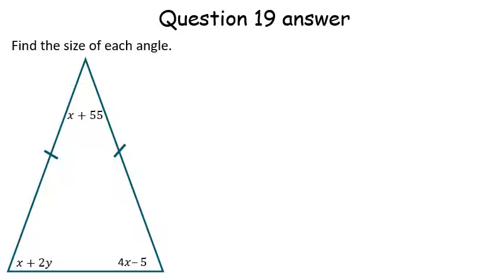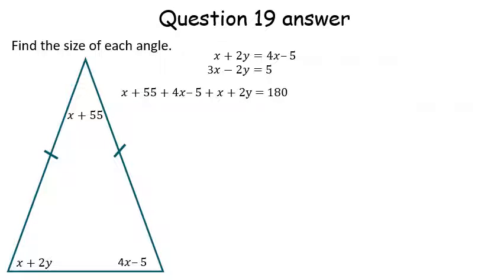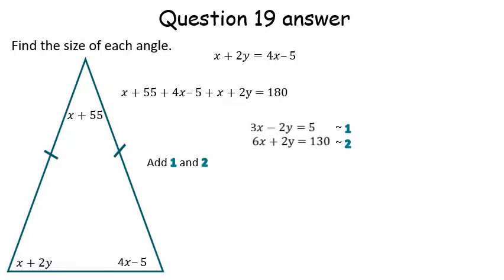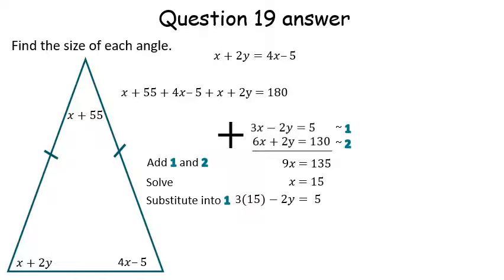Question 19. In an isosceles triangle, we know that the base angles are equal, so x plus 2y and 4x minus 5 are equal, and we can rearrange them to get our first equation of 3x minus 2y equals 5. We also know that all the angles in a triangle add up to 180 degrees. So when we've collected like terms, we get 6x plus 2y equals 130. We can then use these two equations and add them and solve them to get x equals 15. Substituting x equals 15 into equation number 1, we can solve this and get y equals 20.